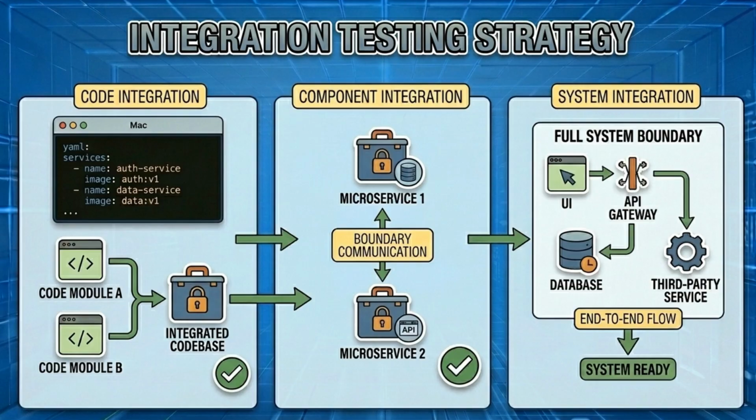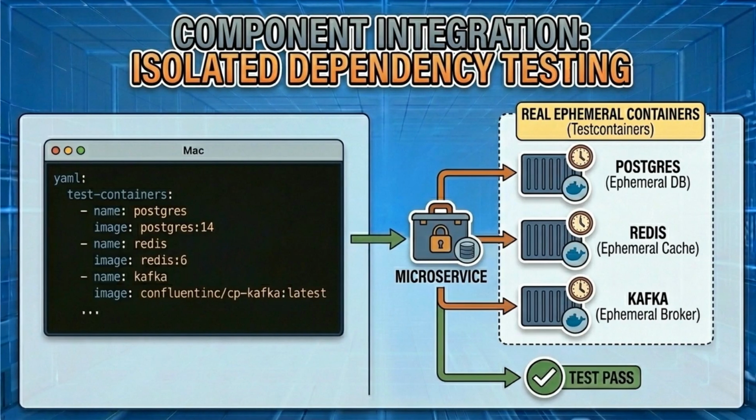Code integration validates internal module linkages, but the real pipeline challenge begins at component integration. This is the narrow integration tier, where a single microservice is tested against its immediate, out-of-process dependencies in isolation. At this component level, if your service owns a schema, test against real infrastructure. Using test containers, spin up real ephemeral Docker containers for Postgres or Redis.